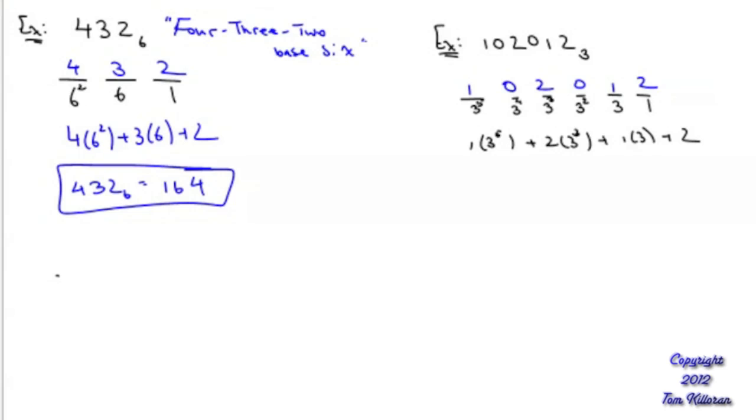301 or 302? I got 301. Did you do plus 2 or plus 1? I got 302. Oh, I think I did. So this is 302, but that's the same thing as 102012 base 3. They have the same value.